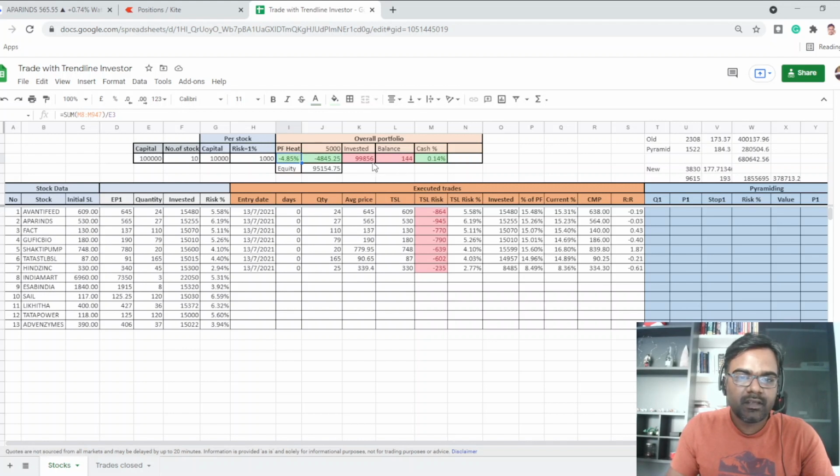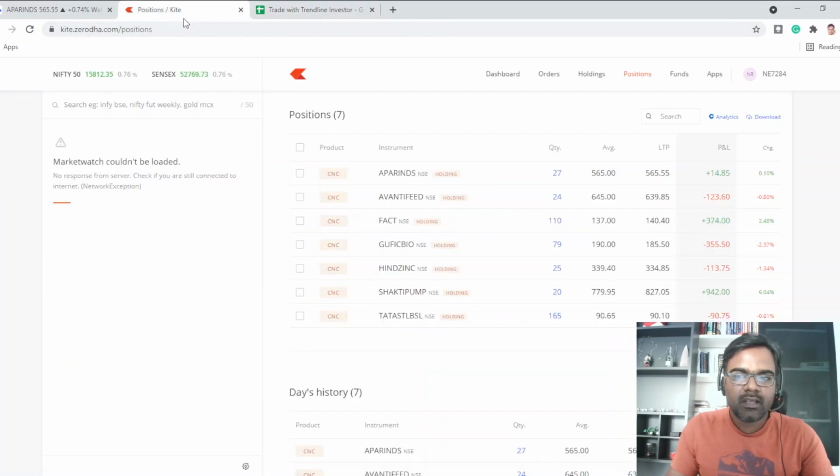So I'm fully invested as of today, and if my stop losses hit, I will be at 95,000, which means I will be losing 5%. But no worries till now. Our portfolio looks good. Shakti Pumps is our top performer, along with FACT. So we hope to see some more good gains in the coming days.